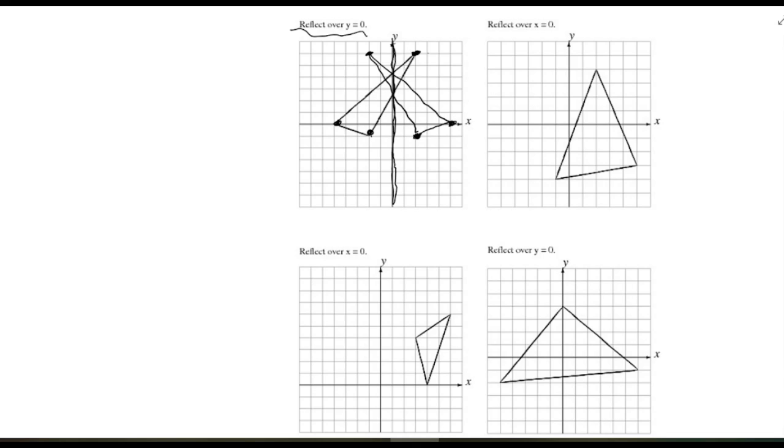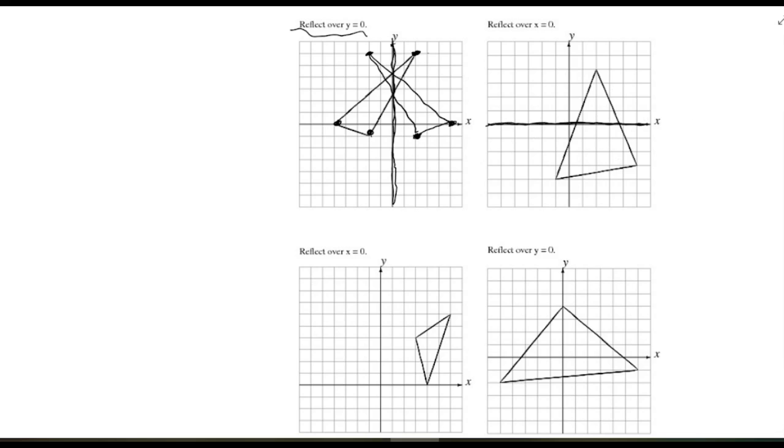So let's look at our second one. Reflect over x equals 0. Well, we got to ask ourselves, what is x equals 0? Well, when x equals 0, that's a straight line going sideways. So it's just the x-axis. So we're asking what happens if we flip this shape over the x-axis, over this line right here.